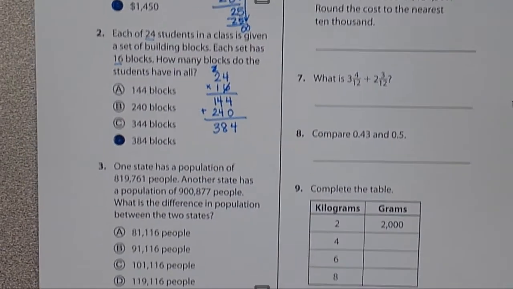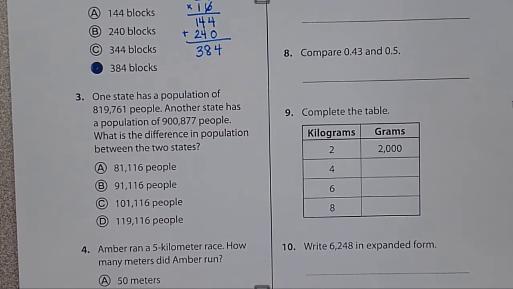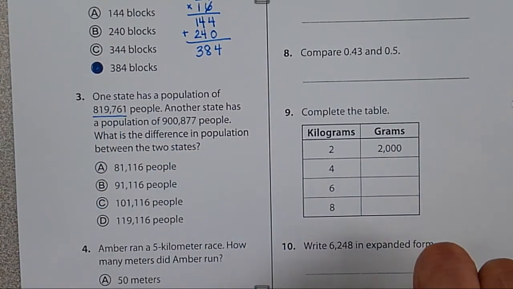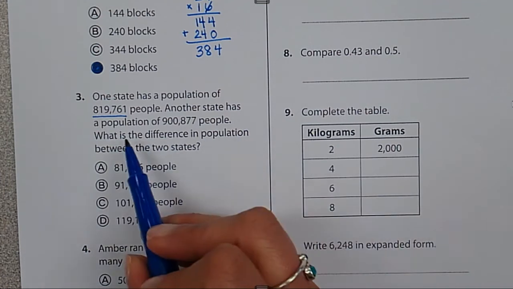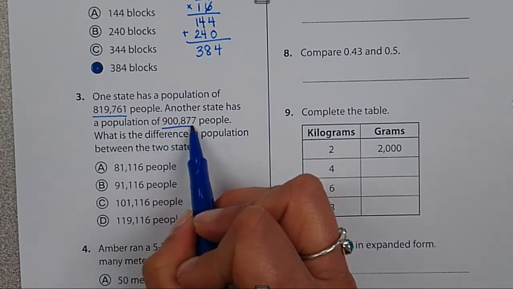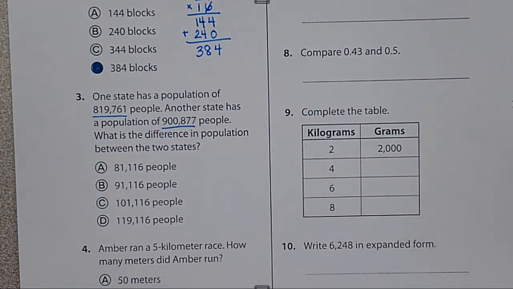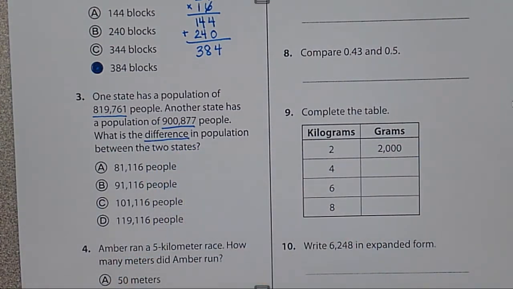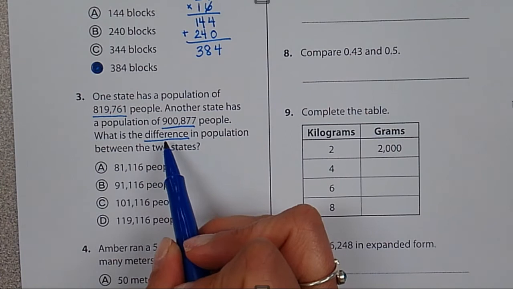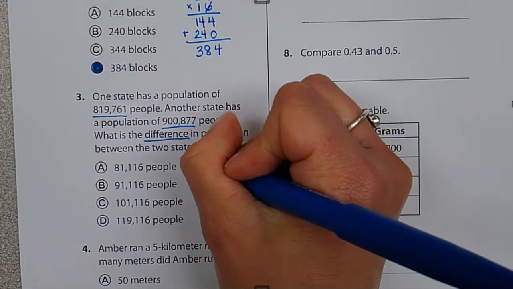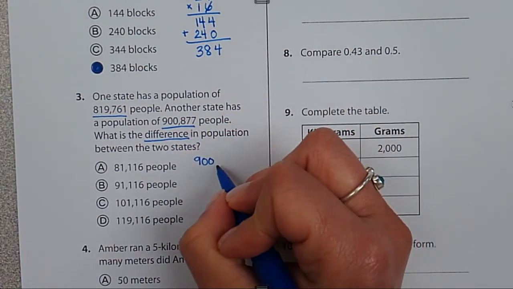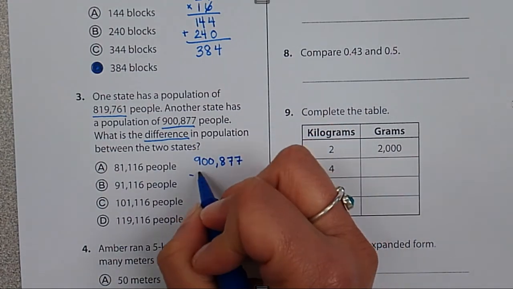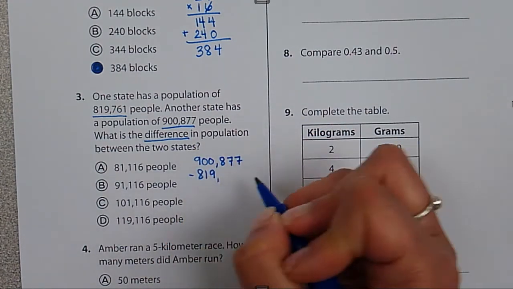And number 3, one state has a population of 819,761 people. Another state has a population of 900,877 people. What is the difference in population between the two states? We know difference, we're going to be subtracting. So we're going to take the state with the greater population, and we're going to subtract from that the population of the other state.